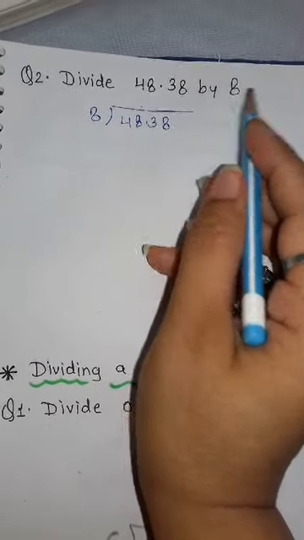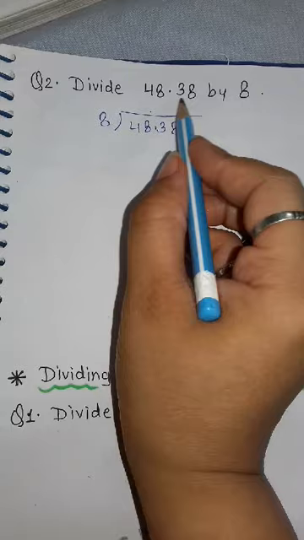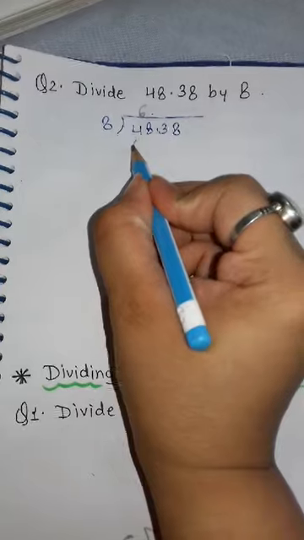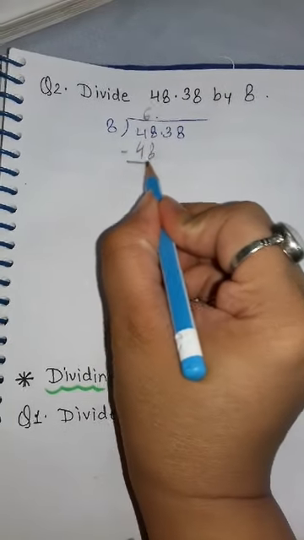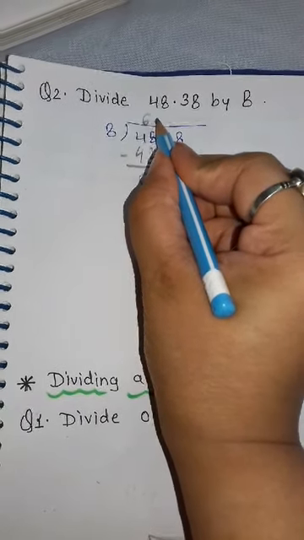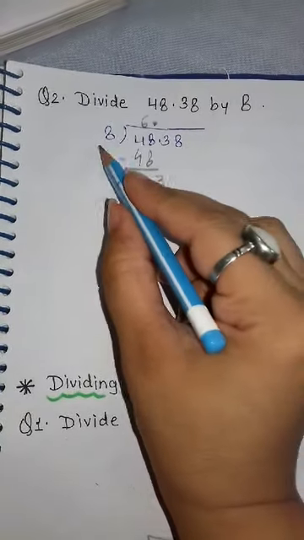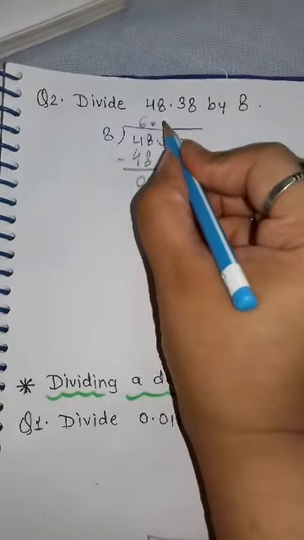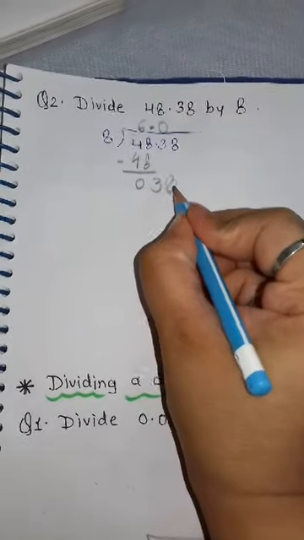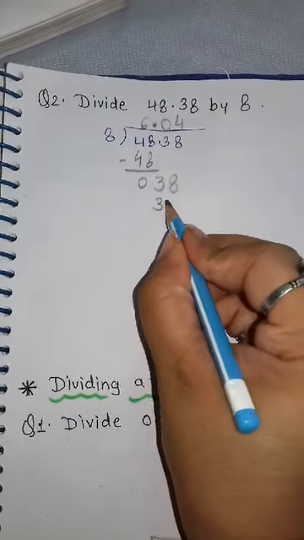Next question, divide 48.38 by 8. Here 48 is the whole number part and 38 is the decimal part. Now 8 6s are 48. Subtract, remainder 0. Put the decimal point in the quotient and write down 3. 3 is not divisible by 8, so we put 0 in the quotient and write down 8. Now 8 4s are 32.